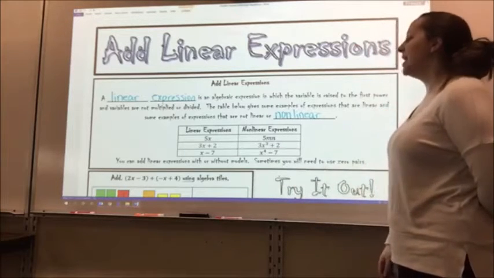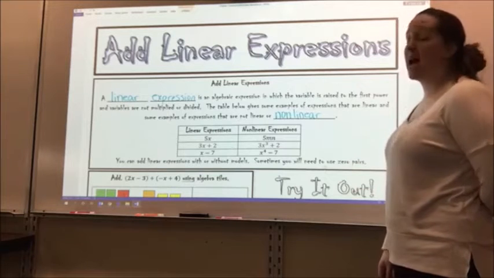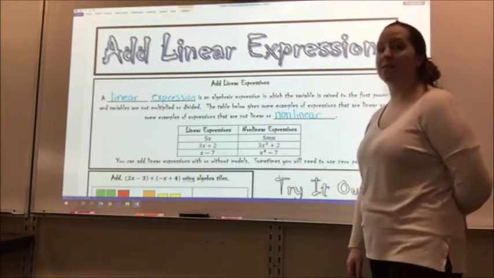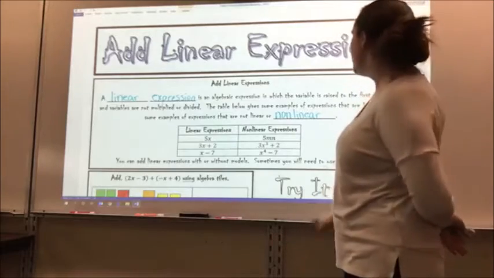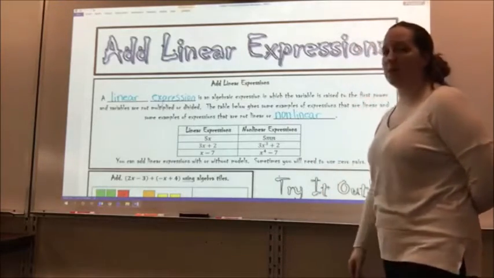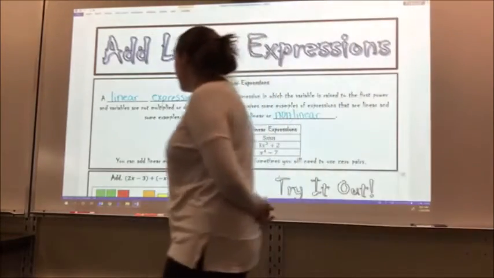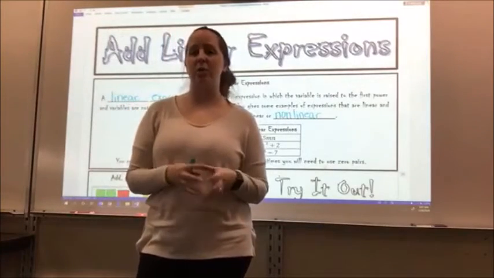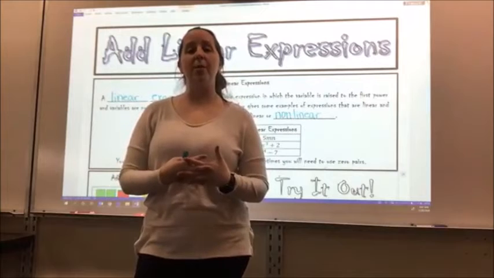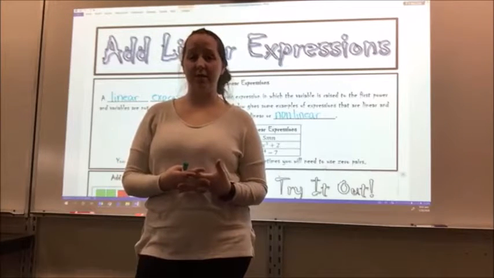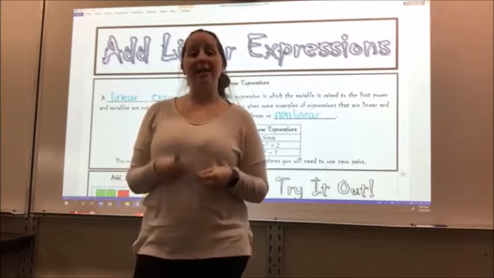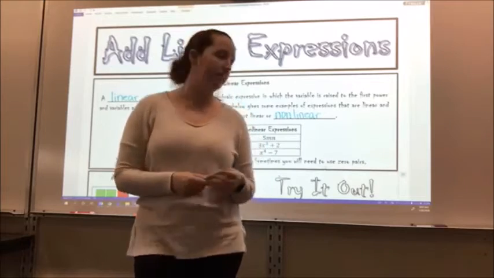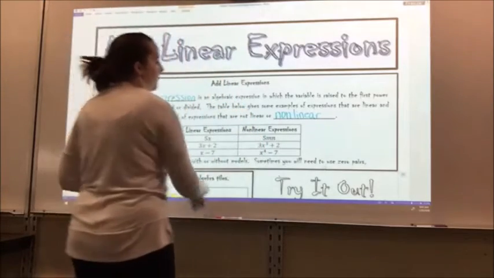Okay. You can add linear expressions with or without models. I'll show you both ways. If you want to use models, that's fine. Sometimes you will need to use zero pairs. Okay. So we've talked a little bit about zero pairs, but we haven't used that exact terminology. So basically what zero pairs are, they're additive inverses of one another. So basically when you add them together, they give you 0. So that's what zero pairs are.